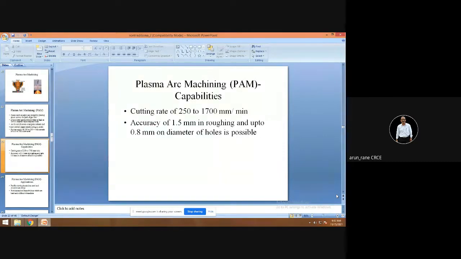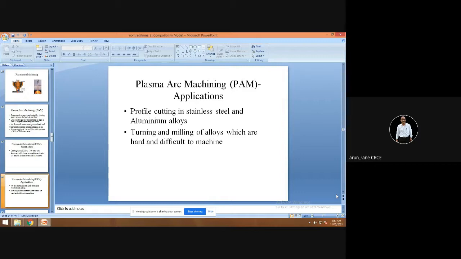Plasma arc machining has a higher capacity. I mean, material removal rate is more. So the cutting rate that you can use is 250 to 1700 millimeter per minute, as against in conventional machining where we use around 100 millimeter per minute. So here it is very high, but accuracy wise it is not so good. It can be used for cutting stainless steel and aluminum alloys.